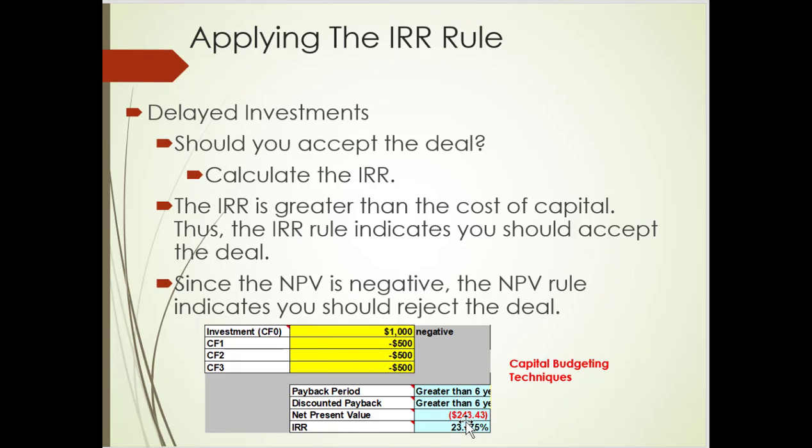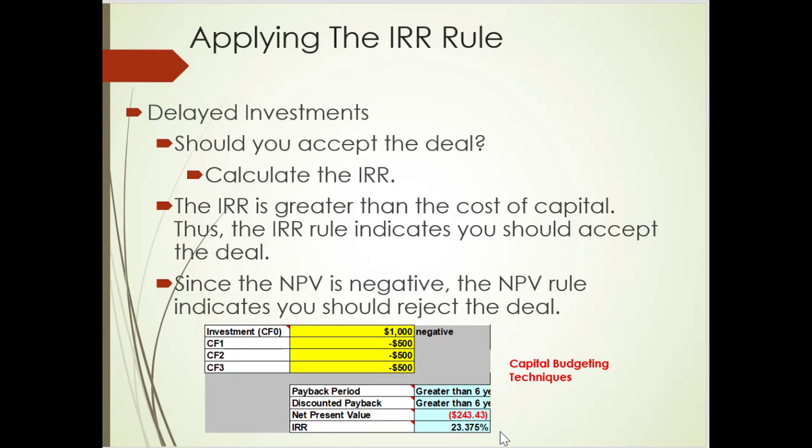In this case, the net present value is negative and the internal rate of return is positive, and it's greater than the discount rate that we talked about, the opportunity cost. So would you rather have 23% or 10%? Well, of course, I think you'd rather have 23%. So it sounds like this is a very good project when you're looking at internal rate of return.